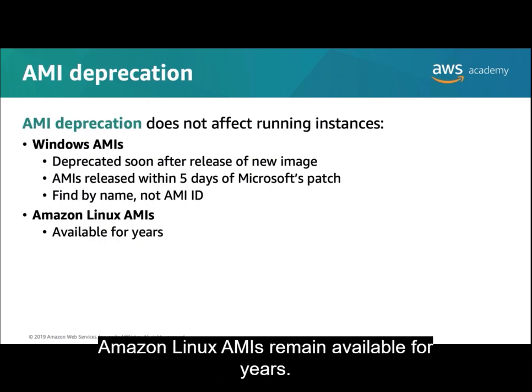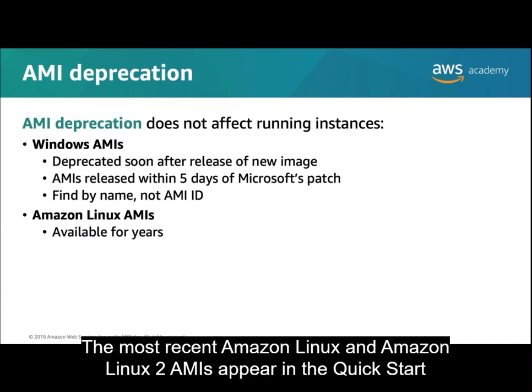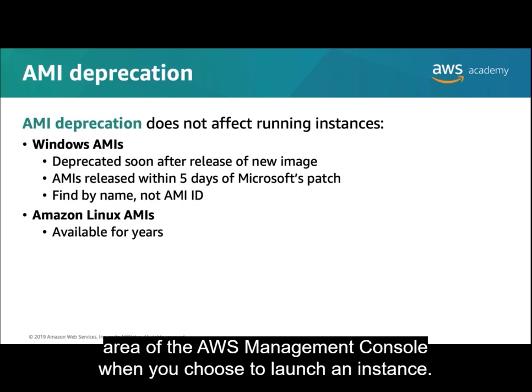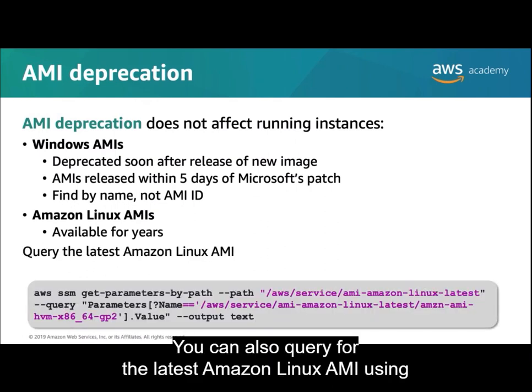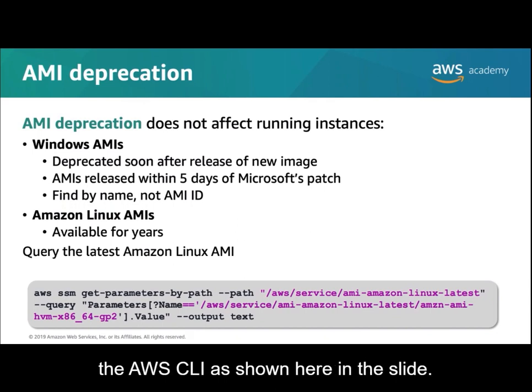Amazon Linux AMIs remain available for years. The most recent Amazon Linux and Amazon Linux 2 AMIs appear in the Quick Start area of the AWS Management Console when you choose to launch an instance. You can also query for the latest Amazon Linux AMI using the AWS CLI, as shown here in the slide.